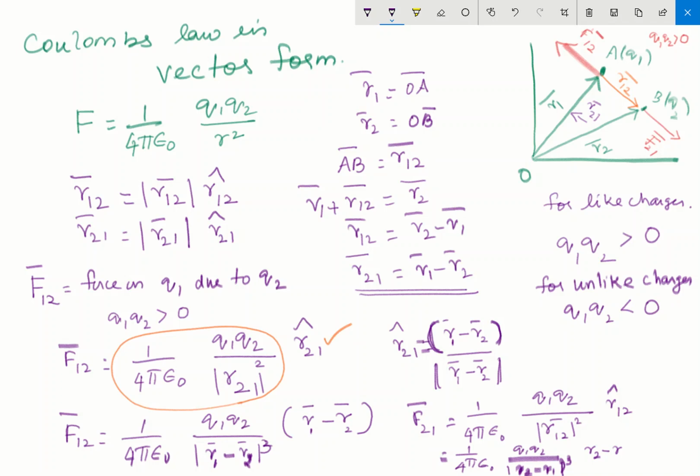Okay, therefore, what is F21? F21 is equal to R12, meaning R2 minus R1 the whole cube, into R2 minus R1 vector. Okay, so R12 means it is actually repelled from A, repelled from Q1. F21 means force on Q2 due to Q1. That is 1 by 4 pi epsilon naught Q1 Q2 divided by R12 the whole square, R12 unit vector. Is it clear? So this is about force between any two charges in vector form.